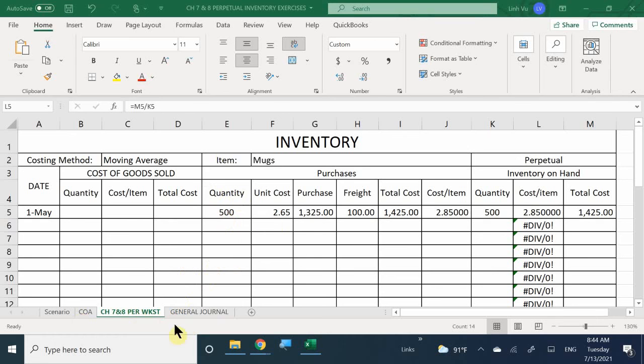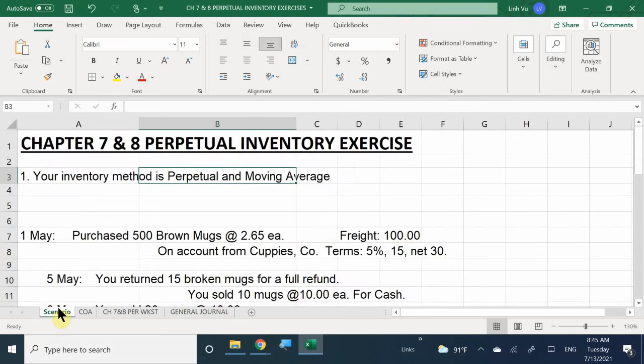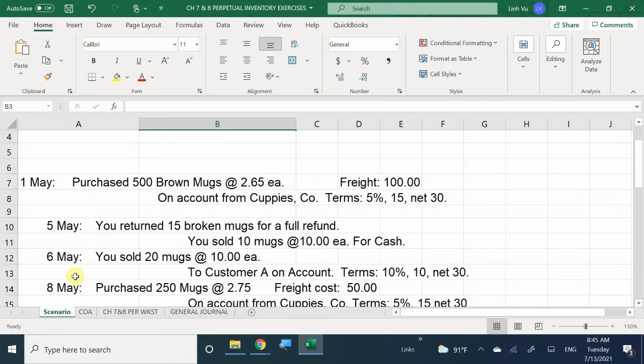So now that I have this part right, I don't need to go back to my journal for any reason, because I've already plugged in my numbers. I've already said that I bought $14.25 worth of brown mugs. So then what happened on May 5th? You return 15 broken mugs. We returned 15 broken mugs.